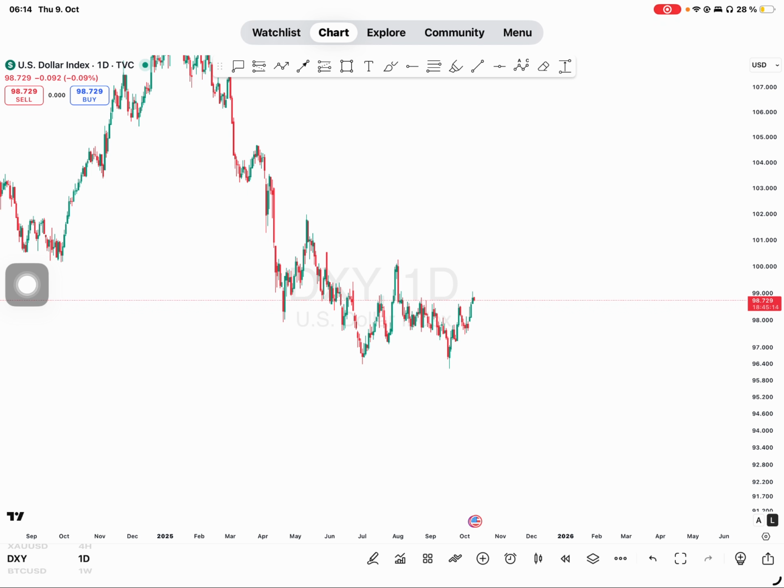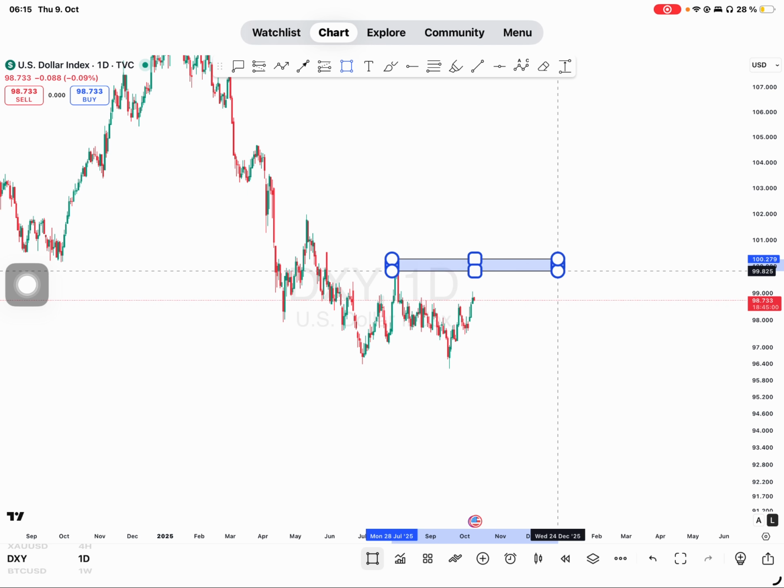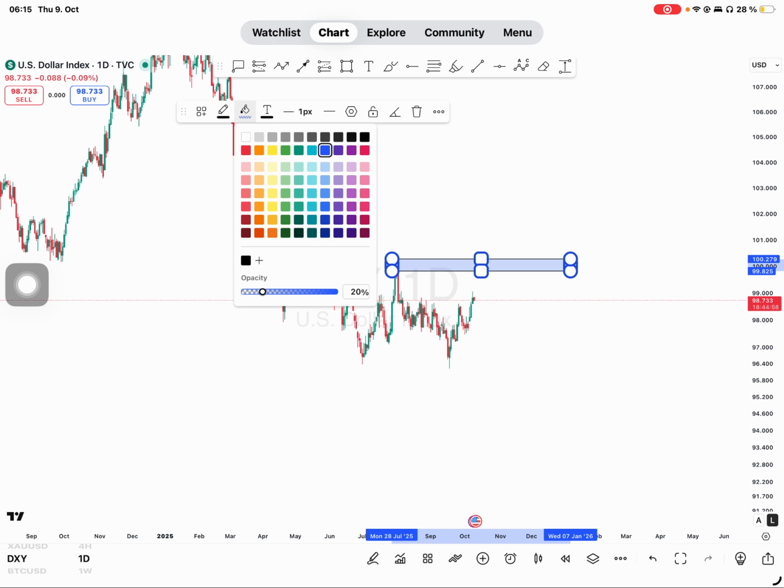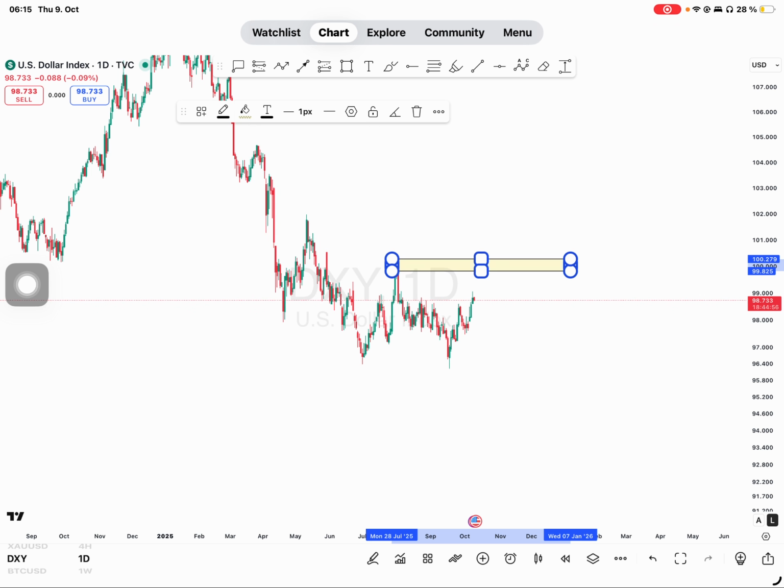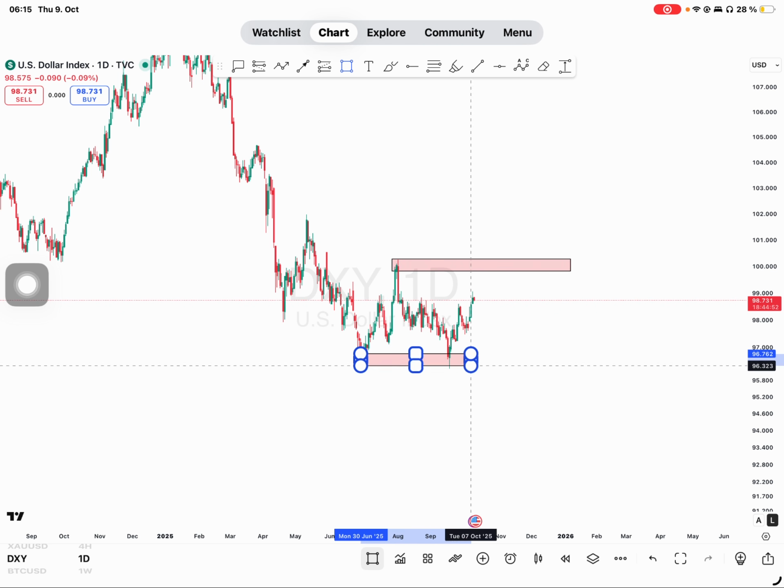So this is the DXY chart from the daily time frame. Now price is in a continuation phase in the weekly time frame, but it has failed to continue the previous downtrend in weekly. So starting from the daily, this is weekly resistance, and then this is weekly support.